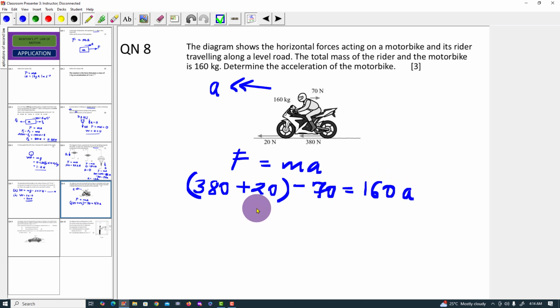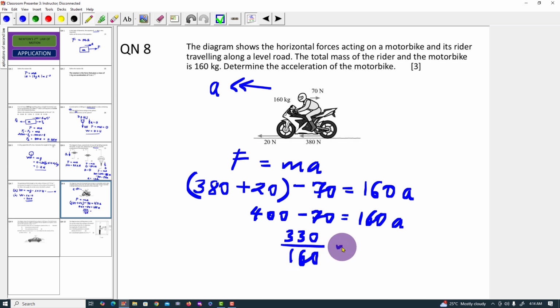So this is 400 minus 70, which is going to be equal to 160a, and you can see this one is 330. When you divide that by 160, we get the value of the acceleration of the motorbike. That's how we get the acceleration of the motorbike. Again, use your calculator to get this value. It's just as simple as that.